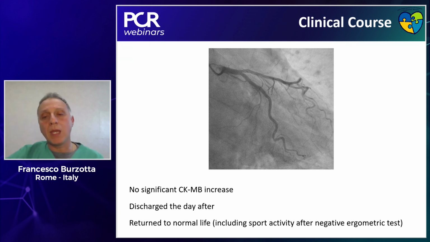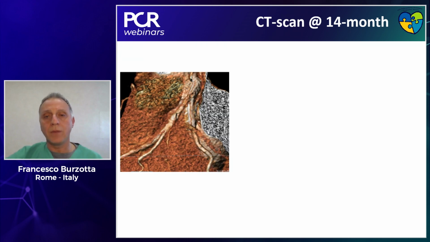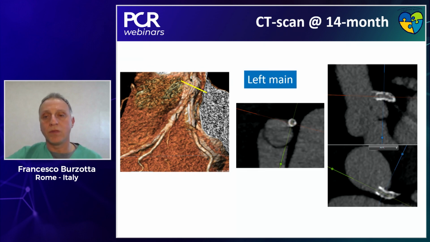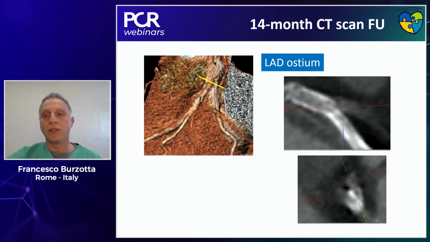When we have left main treated by a single stent, we are using more and more a CT scan because the number of artifacts due to metal is limited. And so this patient underwent CT scan 14 months after. This is the bifurcation with some calcium, but fairly patent both vessels. And here you see that the stent was well placed, with optimal expansion and patency. And it was also possible to appreciate the ostium of the LAD, which was very nice.